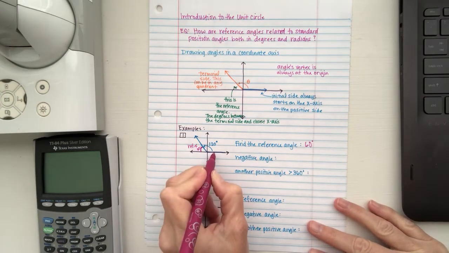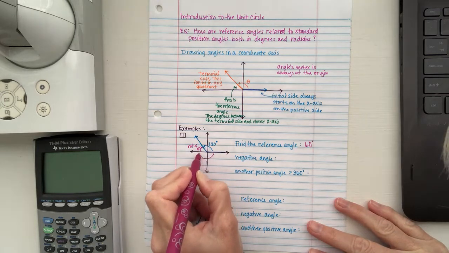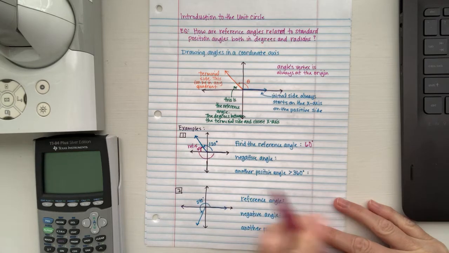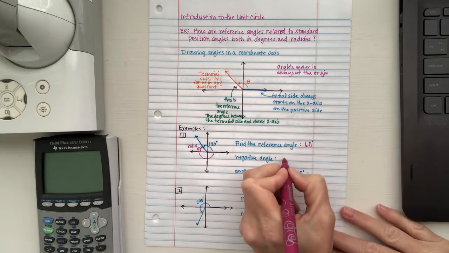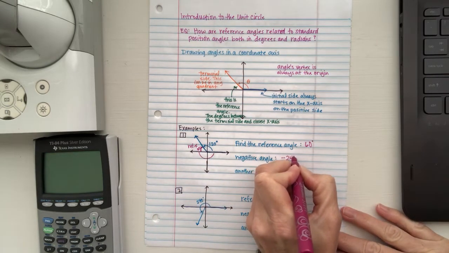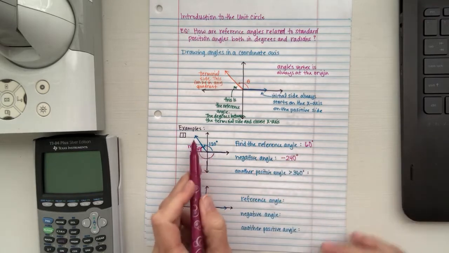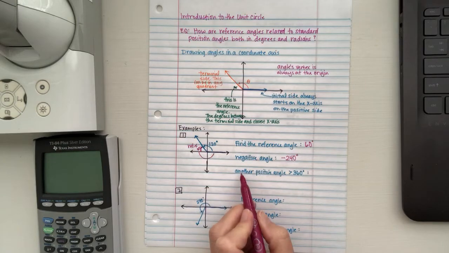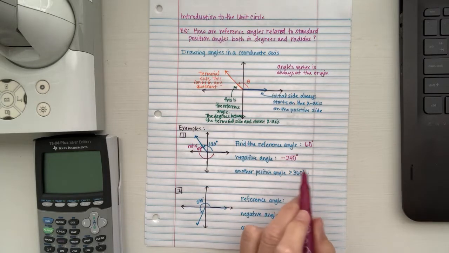Also, you know that if I were to go all the way to here, I'm going 180 plus another 60. So that's another way you could look at it. So that would be 240. So negative 240 degrees would land me in the exact same spot. And then they're going to ask you for another positive angle that is greater than 360.